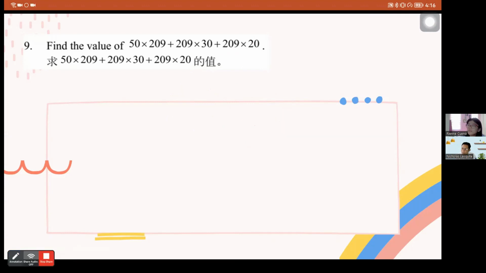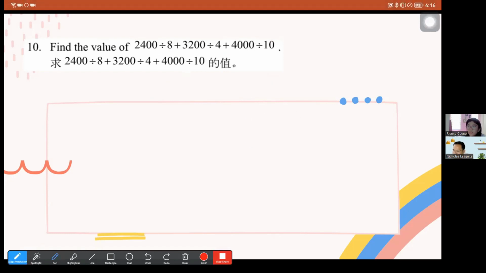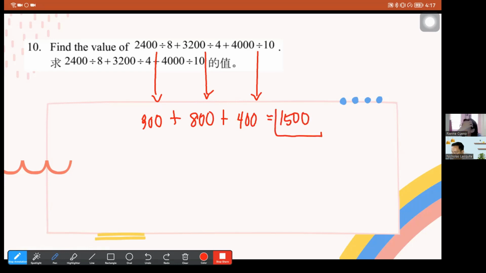Okay, let's go to number 10. This one. Find the value of 2,400 divided by 8, plus 3,200 divided by 4, and 4,000 divided by 10. This is very easy. So 2,400 divided by 8 is simply 300, plus 3,200 divided by 4 is 800, plus 4,000 divided by 10 is 400. This is very easy to add. This is equal to 1,500.